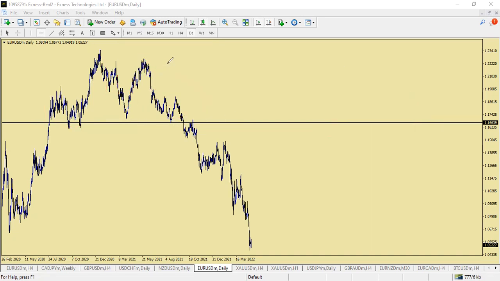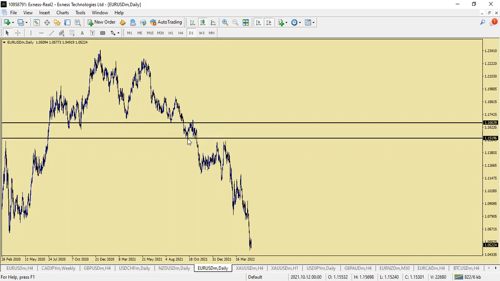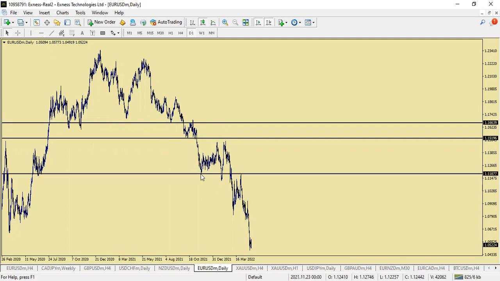Look at where I've marked here. Let me first erase this. Look at where I've marked here. Structure was broken. Very simple. Structure was broken. Now that's our first lower low. Second lower low. Okay. Third lower low. We are going to see what was happening.